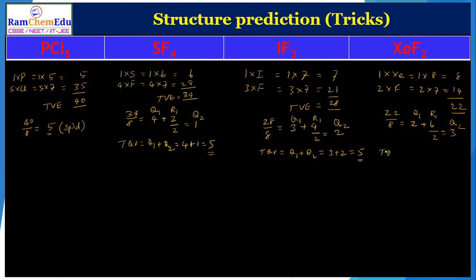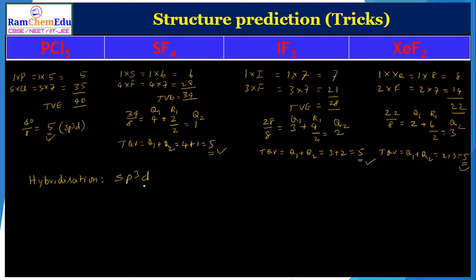Now the total quotient value is equal to quotient 1 plus quotient 2. So therefore 2 plus 3 equal to 5. So one more time, this is equal to 5. In all these examples, we are getting the total quotient value as 5. You can check it, 5 and 5 and 5 and 5. In all those cases, the hybridization must be sp3d.